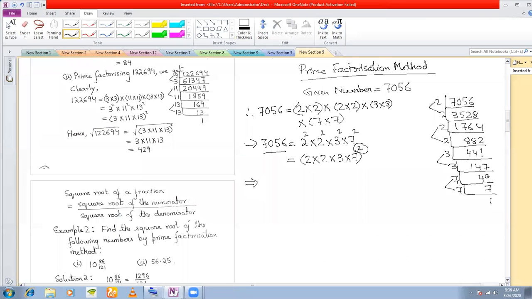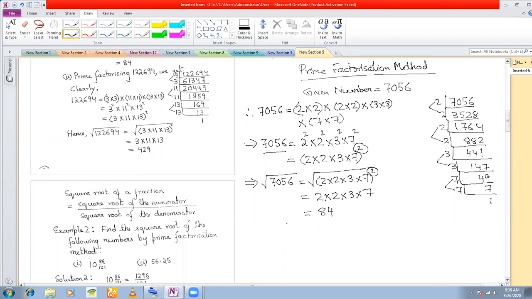So therefore, what is the square root of 7056? It is the square root of 2 square into 2 square into 3 square into 7 square. Now square root, and I have written this as a square. This is a perfect square. So therefore, the square root of this will be 2 into 2 into 3 into 7, which comes to 12 into 7, and 12 into 7 is 84.